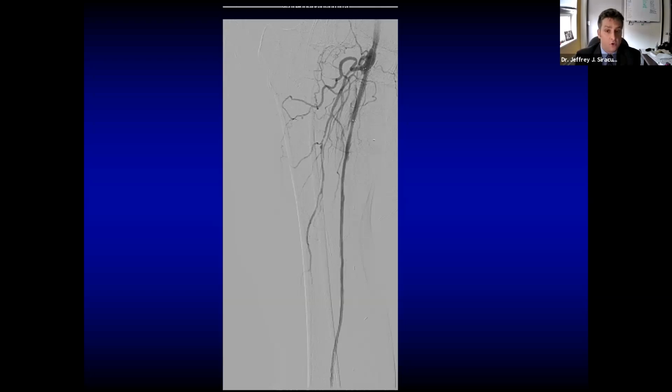One other option would have been an open surgical repair at that point or a scoring balloon. But I worry with the vein being relatively small, there is a good chance of rupturing this bypass. And at that point, you're going to have much more limited options.